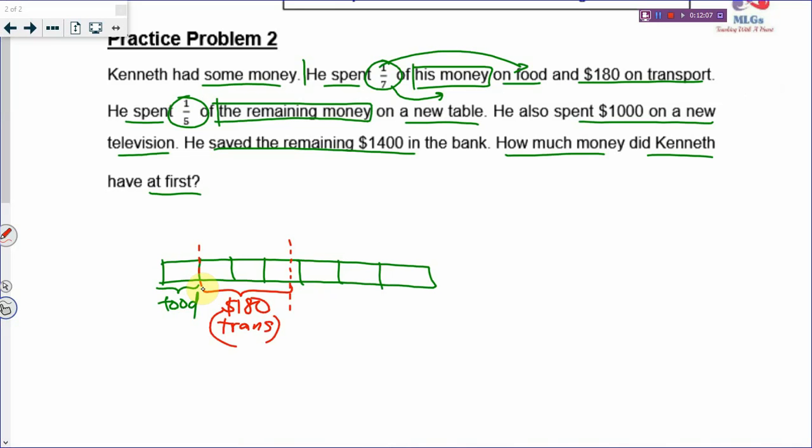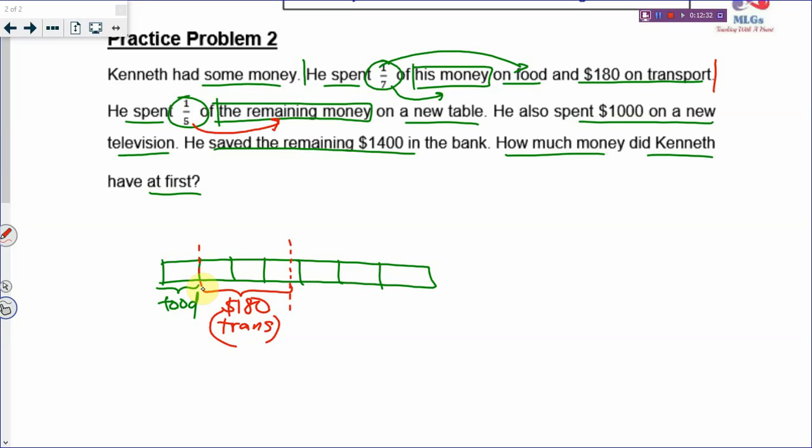Okay, so where you want to cut the dotted line is entirely up to you. You can cut here, you can cut anywhere you want, because in the end you will still get the same answer. So it's really up to your creativity how you want to show the $180. And then where are you now? You are now until here, and he spent 1/5 of the remainder. So where is the remainder? The remainder is the right side of the model after the dotted line.